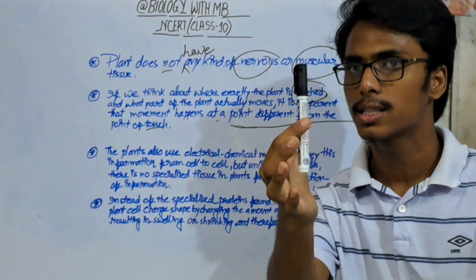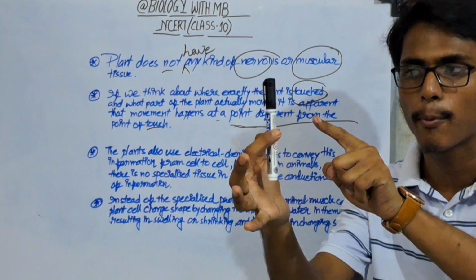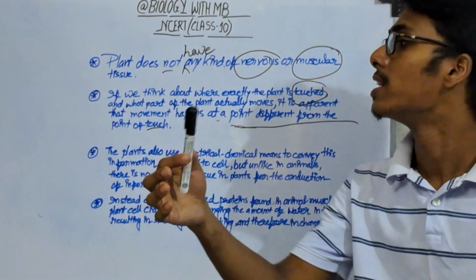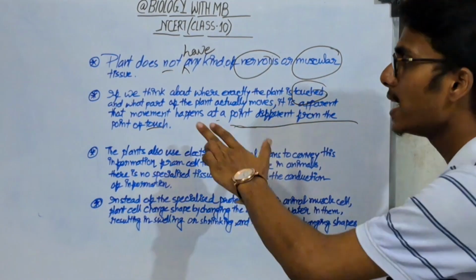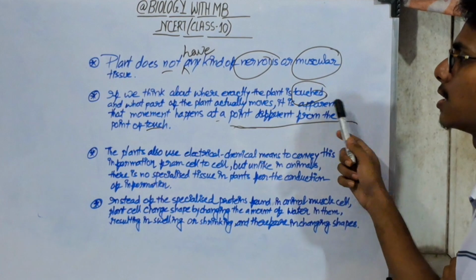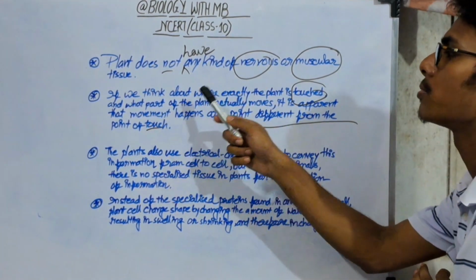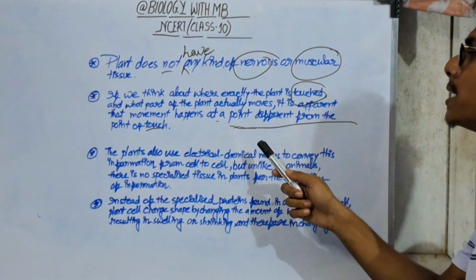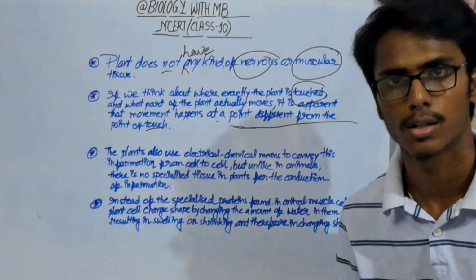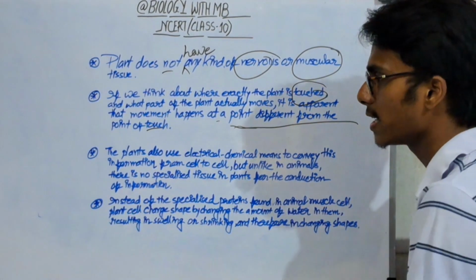Like this is the plant. When touch is given to the plant in one position, the movement happens in another position. Exactly, the line says, if we think about where exactly the plant is touched and what part of the plant actually moves, it is apparent that movement happens at a point different from the point of touch. It is easy to understand.